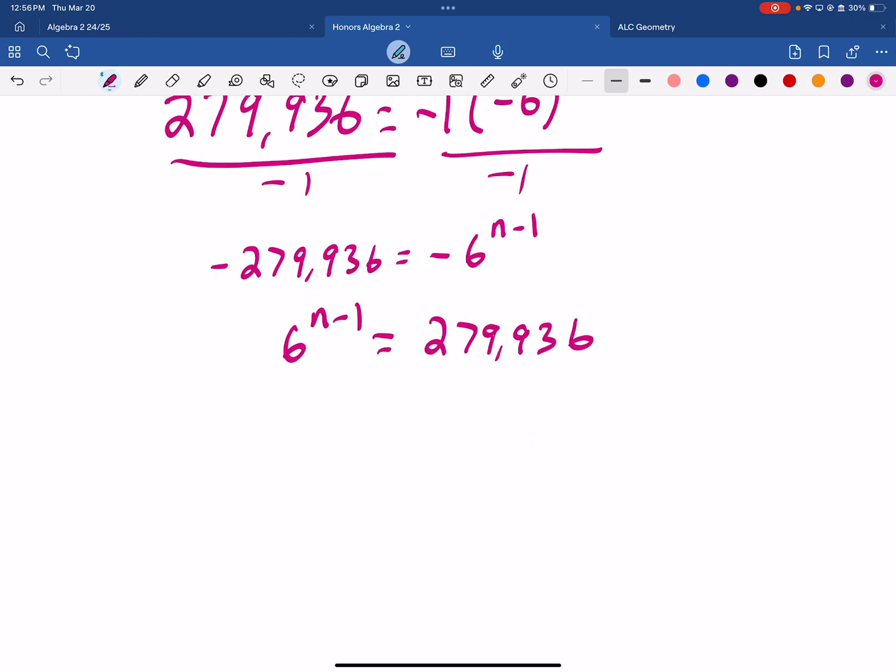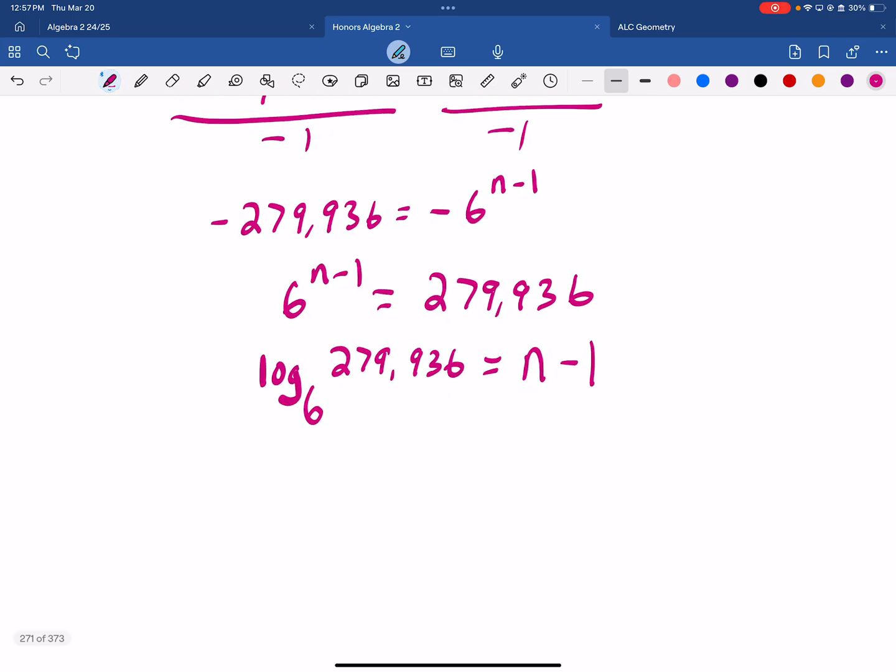How do we solve that? Write it as a... There's no e's in there. Write it as a logarithm. So this is log base... What's my base? 6. So those of you that were gone last week and didn't take the test, there's review. This is log base 6 of 279,936. That's going to equal n minus 1. So taking it from exponential form to logarithmic form.